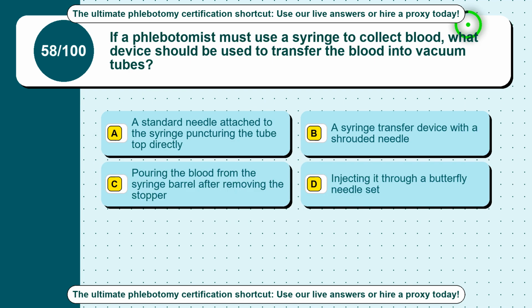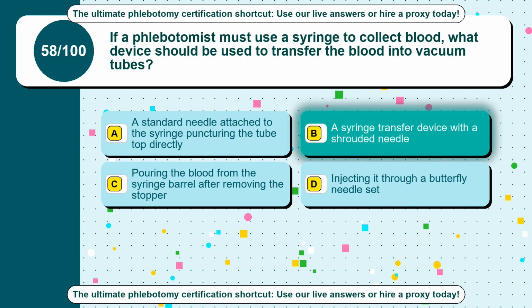Question 58. If a phlebotomist must use a syringe to collect blood, what device should be used to transfer the blood into vacuum tubes? Option A, standard needle attached to the syringe puncturing the tube top directly. Option B, a syringe transfer device with a shrouded needle. Option C, pouring the blood from the syringe barrel after removing the stopper. Option D, injecting it through a butterfly needle set. The correct answer is option B, a syringe transfer device with a shrouded needle.